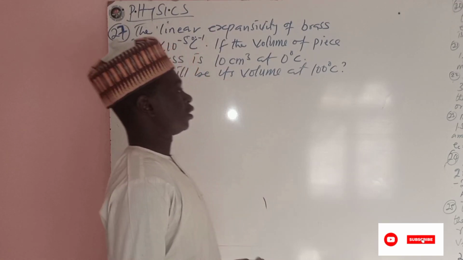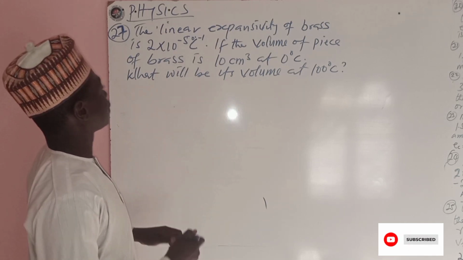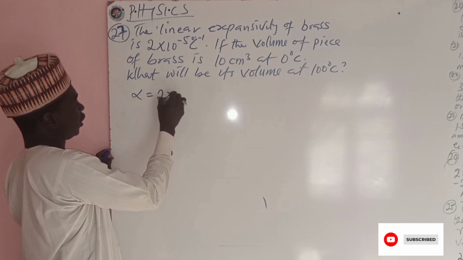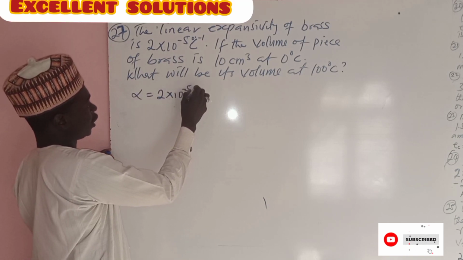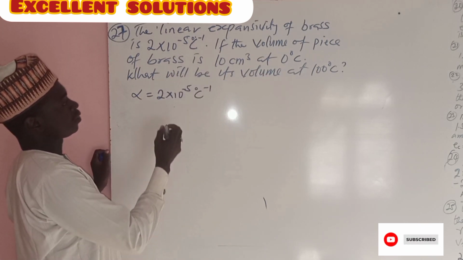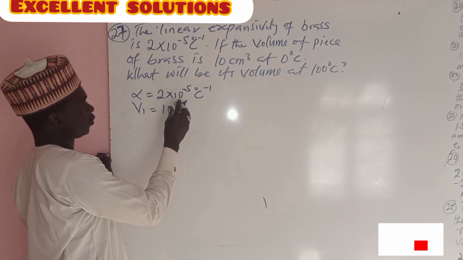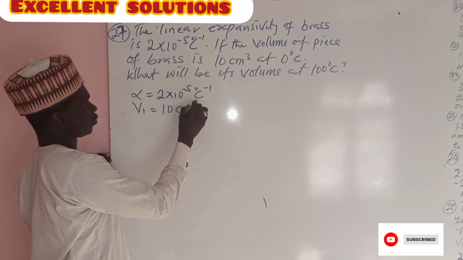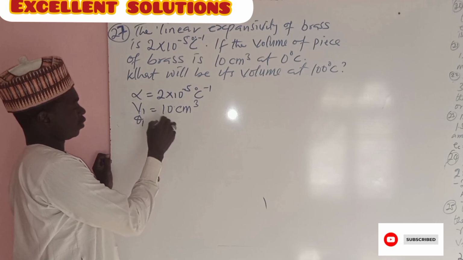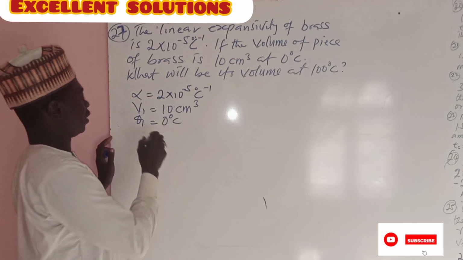Next question is question 27, and this question says the linear expansivity of gas is 2 exponential minus 5. So alpha equals 2 exponential minus 5 per degree Celsius. If the volume of a piece of brass is 10 centimeter cube, V1 equals 10 centimeter cube, at 0 degrees Celsius, theta 1 equals 0 degrees Celsius. What will be its volume at 100 degrees Celsius?